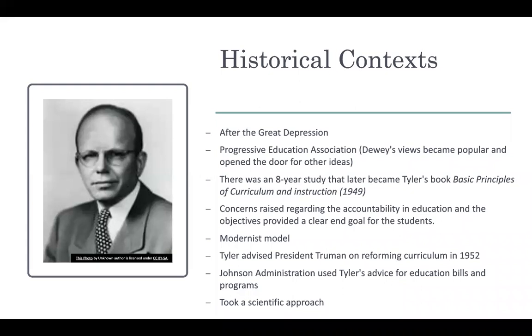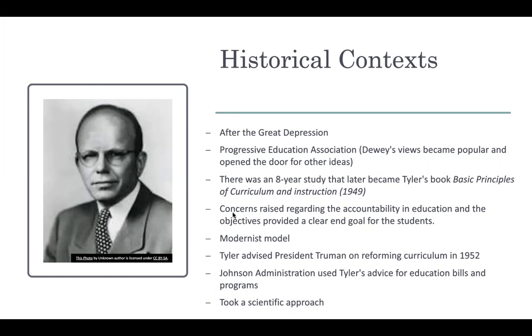So, a quick historical context. It started after the Great Depression, Progressive Education Association. This is when Dewey's views became popular and it opened the door for other ideas. And so, Tyler's idea was progressive, was a moderate model, and therefore people started to look into it. Before he came out with this book, he did an 8-year study, and later it became the premise for Basic Principles of Curriculum and Instruction in 1949. That's where most of his ideas are written, and most people cite that source.